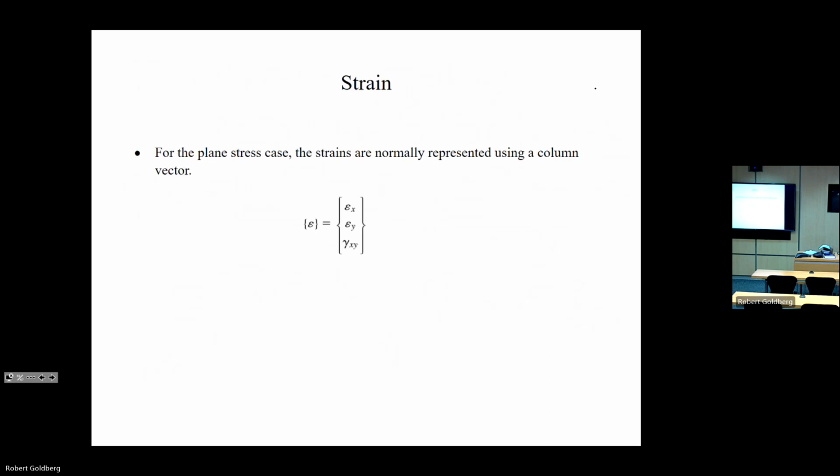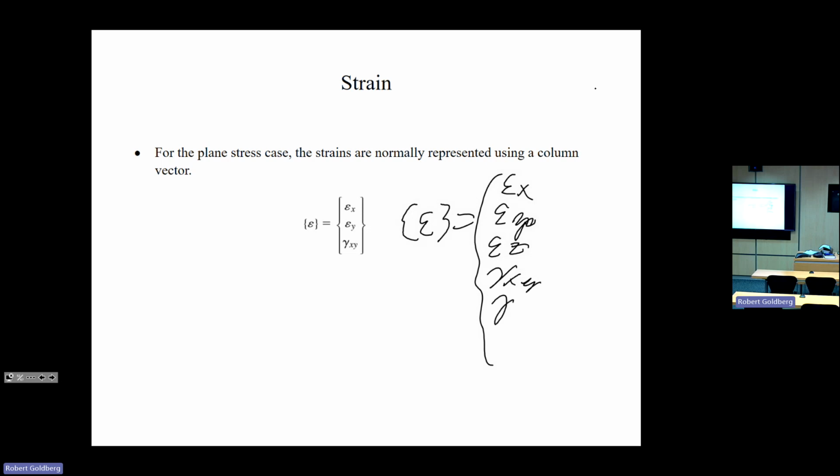Okay. And also for the plane stress case, we can represent the strains as a column vector. And then likewise for the three-dimensional case, we can also represent the strains as a column vector. So gamma xy, gamma xz, gamma yz.